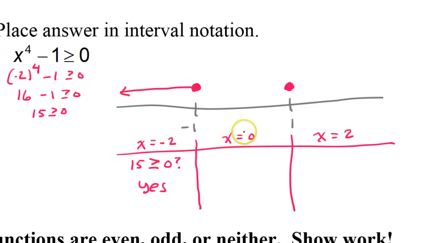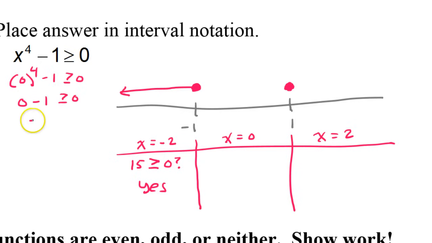Similarly, if I take 0 and plug it in, I really should be able to do this by hand. That's going to give me 0 to the 4th power minus 1 is greater than or equal to 0. 0 to the 4th power is 0. So that's just -1 is greater than or equal to 0. No, it's not. So 0 is not a solution because it gives me a false statement. So none of these are solutions.